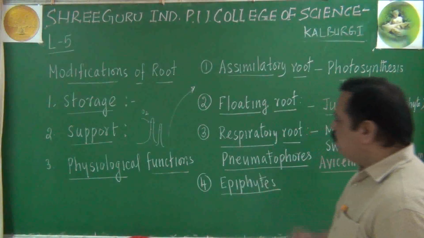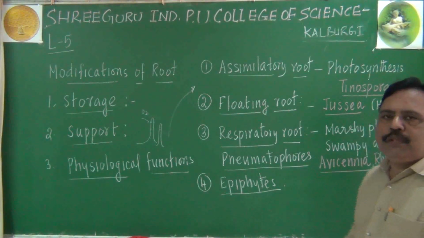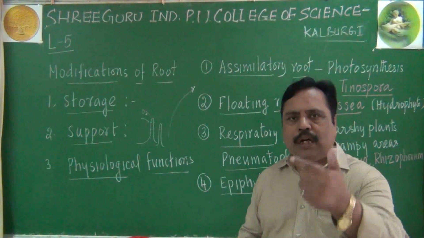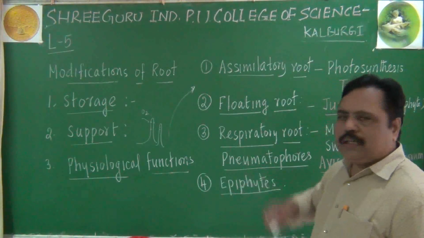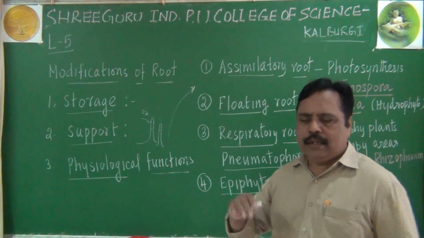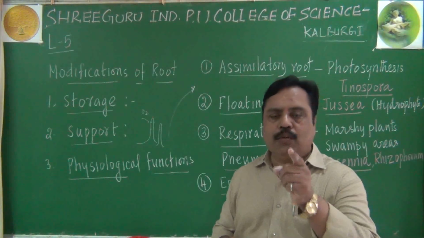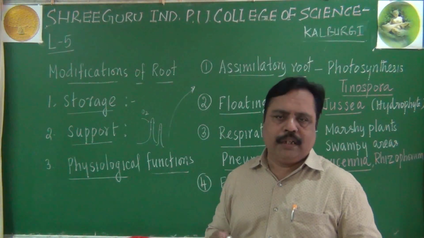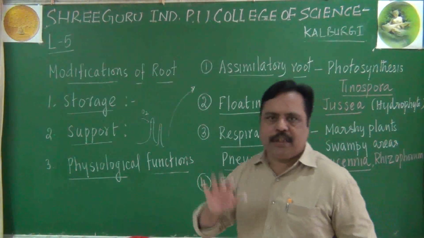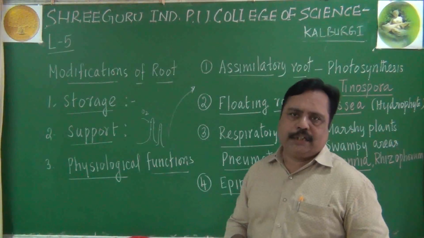Epiphytes. What do epiphytes mean? These are the plants which grow on other plants. The plants which grow on other plants will be called epiphytes. They do not grow in the soil. They grow on other woody stems and other plants without harming them. That is the point we have to remember. They do not harm or damage the host plant. They simply grow on other plants.